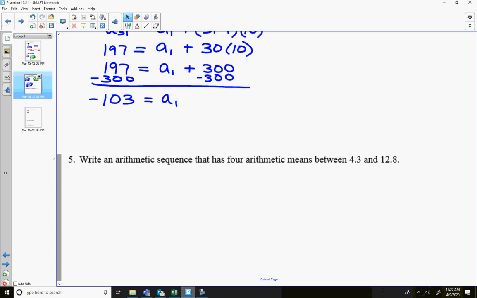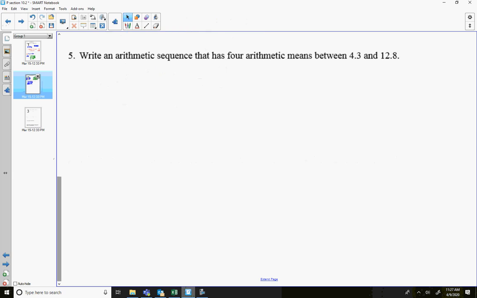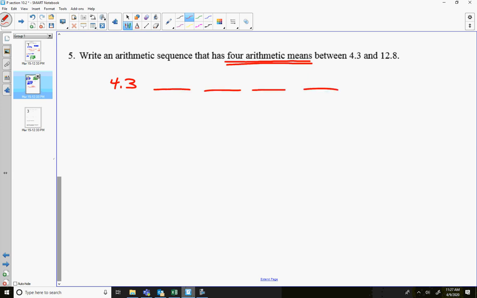Question 5 is going to build on what we did with question number 4. Write an arithmetic sequence that has 4 arithmetic means between 4.3 and 12.8. 4 arithmetic means just means there's 4 numbers between those two. So in other words, what we've got is 4.3, some number, some number, some number, some number, 4 of them. And then we've got 12.8 in our sequence.